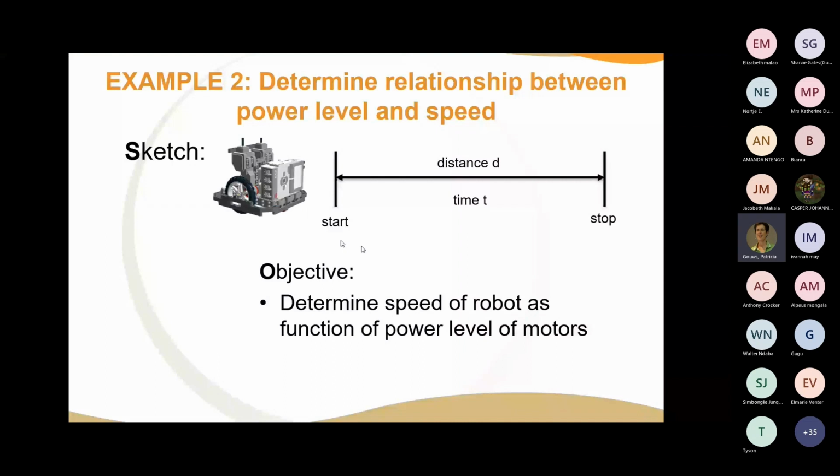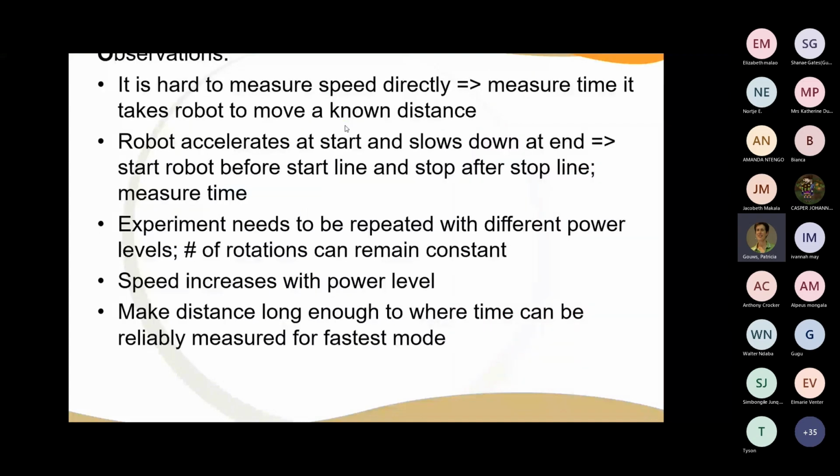Okay, so now we're thinking, how do we do that? Well, first of all, let's observe. It's hard to measure speed directly. But we've got the distance and we've got the time, and you can calculate it. Excellent. The other one is, and you're probably noticing now, there's something about acceleration and deceleration. So what you can do is make the robot start just before the line and then measure the time from when it goes over the start line to where it goes past the stop line. So then you've got the acceleration excluded.